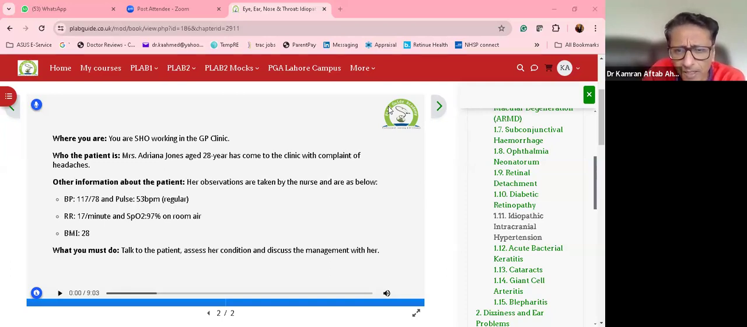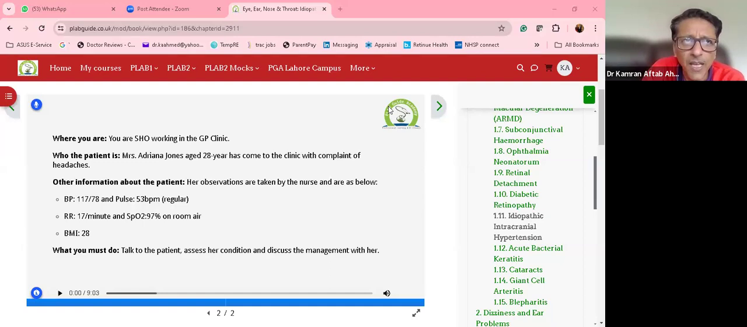I think we are talking in a different dimension now. Your question is very, very valid, but the GMC is just trying to make sure that you are safe at foundation year two level. They are not expecting you to discuss the differential diagnosis of rare conditions, for example, cervical instabilities, etc.